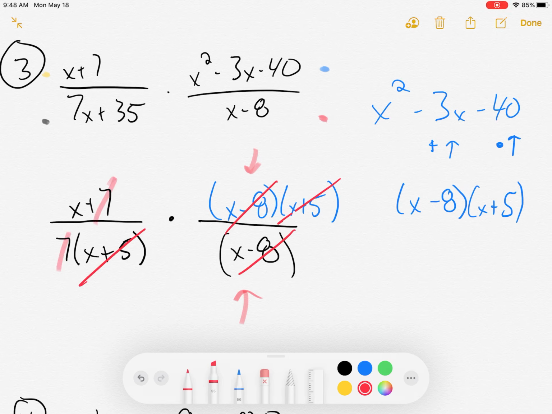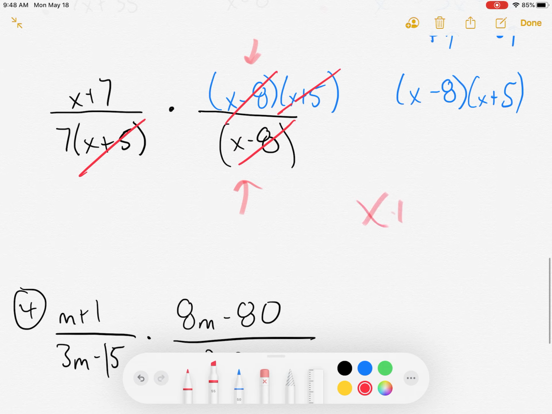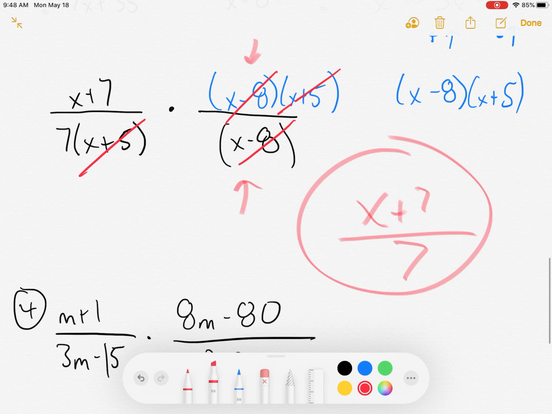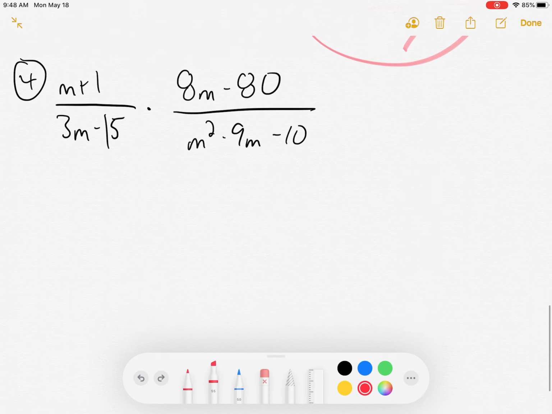Now, some of you might be saying, well, I have a 7 here and a 7 here. I can cancel those. No, you can't. We can only cancel when we're multiplying terms. And I'm not multiplying this 7 by anything. So I could add parentheses around this whole term, but I can't just add them around the 7, if that makes sense. So what's left on the top? x plus 7. What's left on the bottom? 7. x plus 7 over 7 is your final answer. And again, you cannot reduce those 7s.